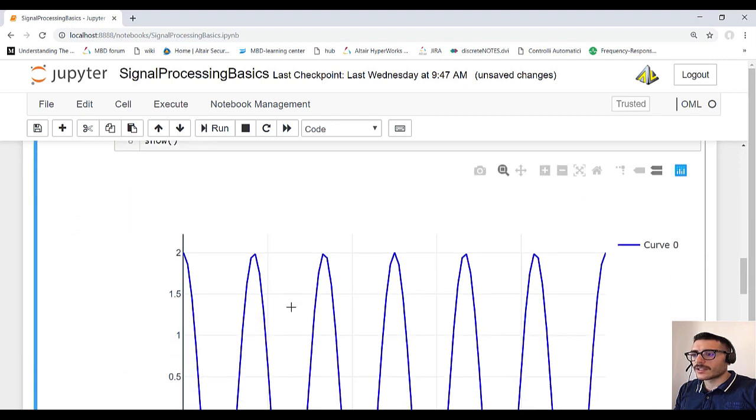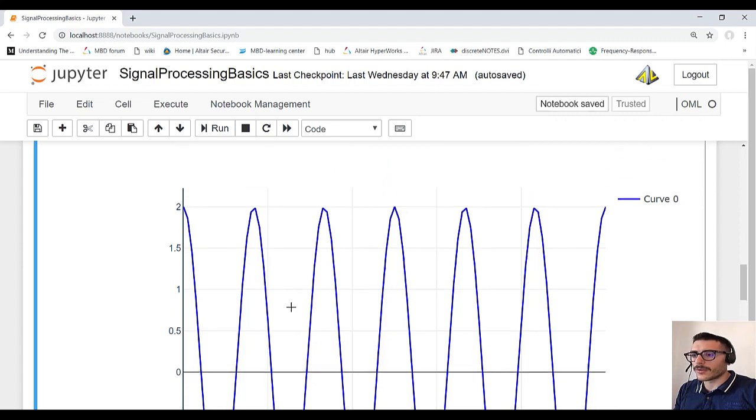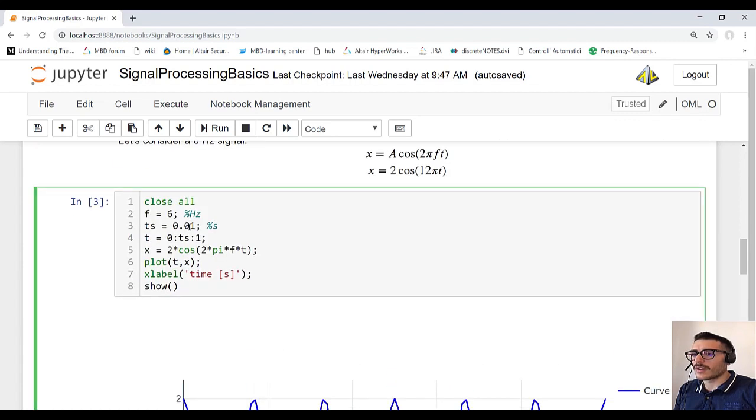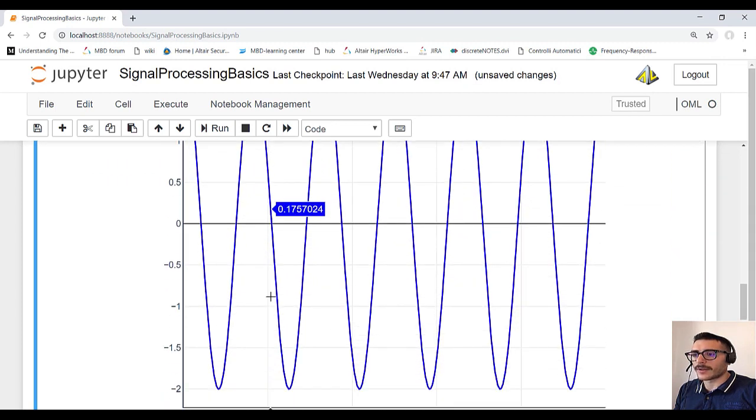As you can see, we get a signal which is kind of smooth, but I want to try to have a smoother signal. So what I can do is to decrease the sampling time to 0.001. And now you can see that the signal is really smooth, and it looks like a cosine.